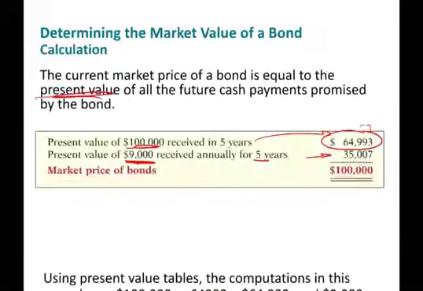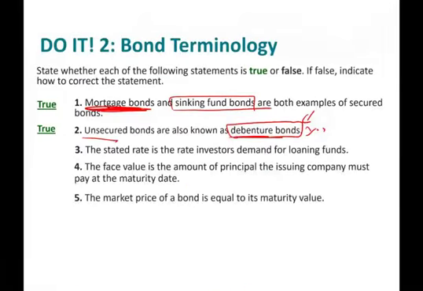Easy mistake. The stated rate is the rate the investors demand for loaning funds. False. The stated rate is the rate that's printed on the bond. That's the contractual rate. The market rate is the rate that the investors demand for loaning funds. So this is false. The face value is the amount of principal the issuing company must pay at maturity. That's exactly what it means. The face value is whatever is printed on that bond that you have to pay back.